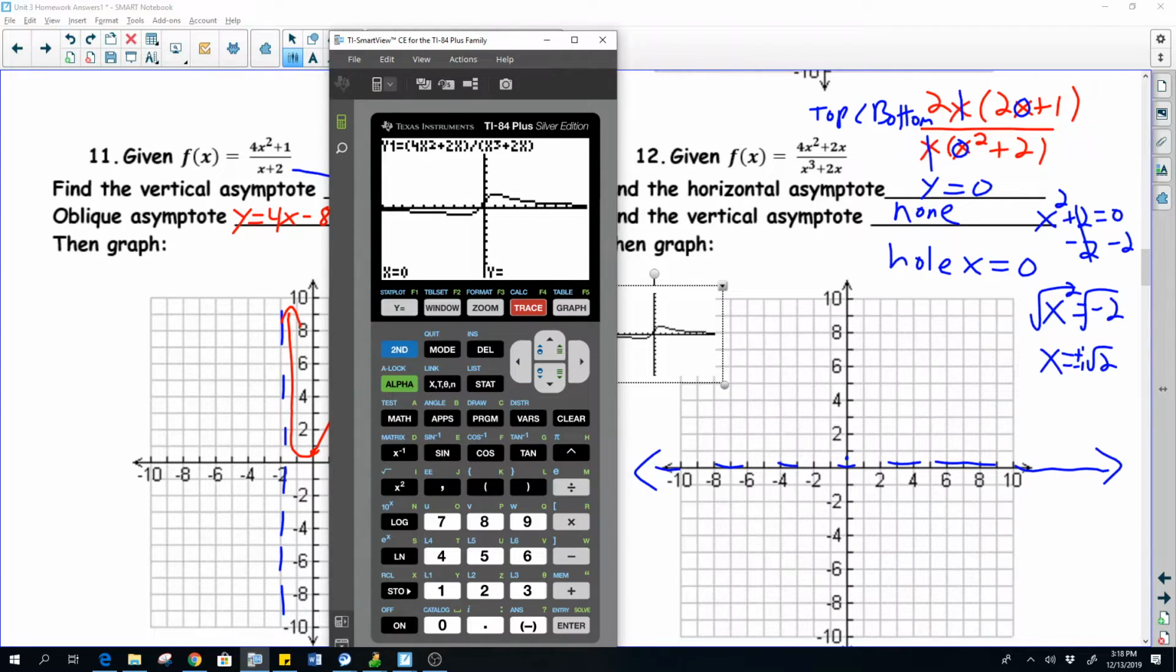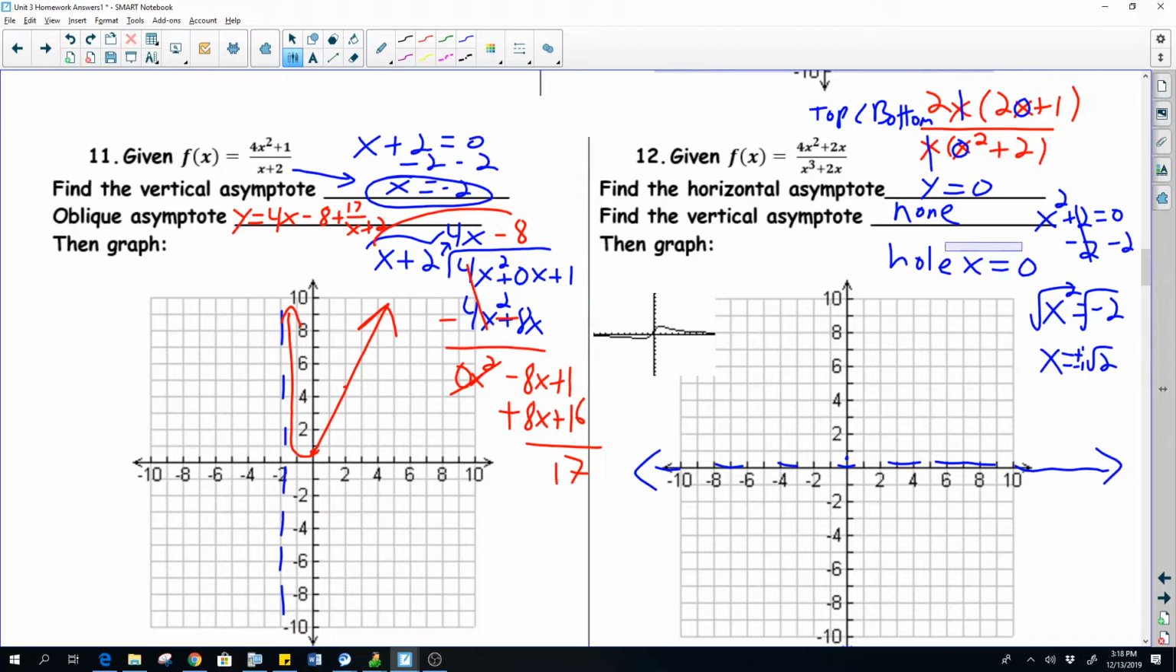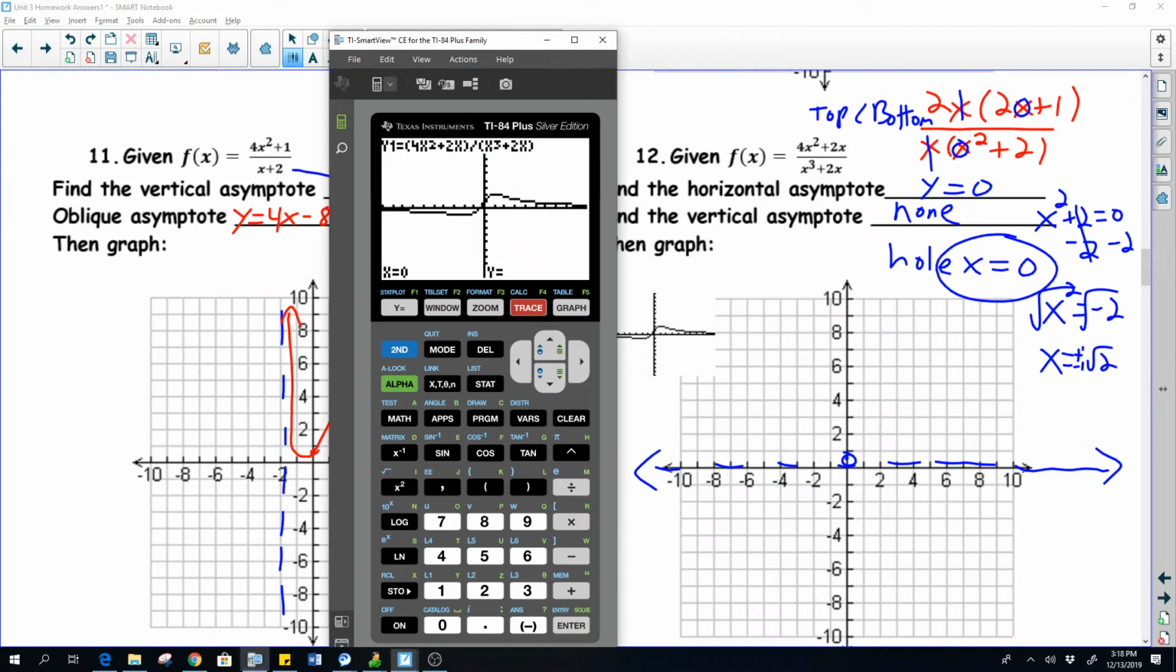Oh, but there's a hole there. There's a hole at x equals 0. That's right. So even though there's a y-intercept there, it's actually a hole. This is a fun, tricky one. Okay, so now it's going to go up and down, reaches about 2. And then down below, same thing.